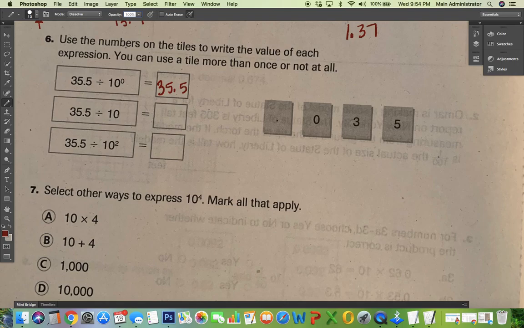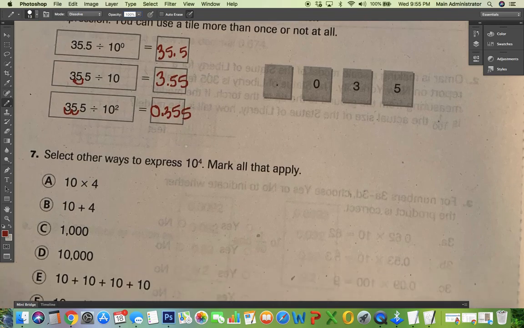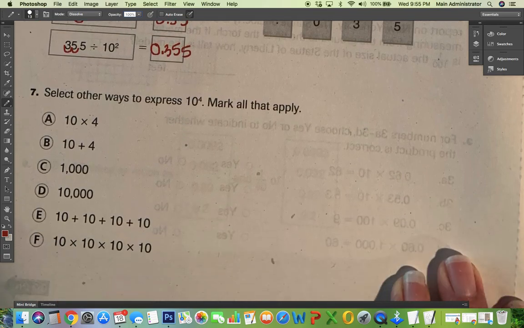This is just a 10, and I see 1 zero here, so I would move my decimal over 1 space to the left because it's divide, and I would get 3.55. And then I see an exponent of 2, so I would move my decimal over twice, 1, 2, and I should get 355 thousandths.